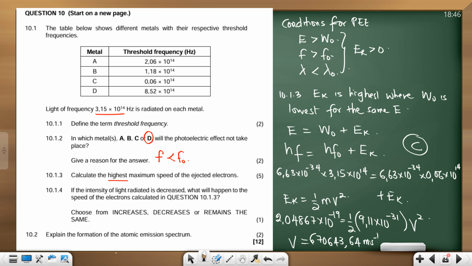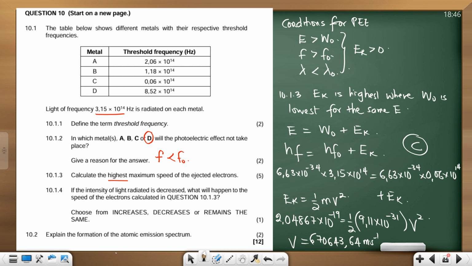So please remember, the lower the threshold frequency, the lower the work function, and the higher the kinetic what? Energy. But don't use the word proportional. Don't use the word proportional. Guys, are we okay? So we can have time to explain emission.